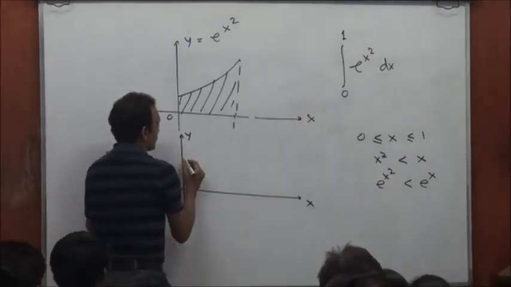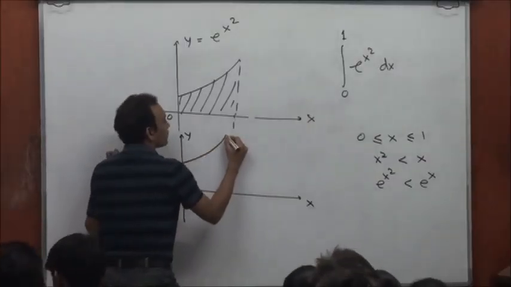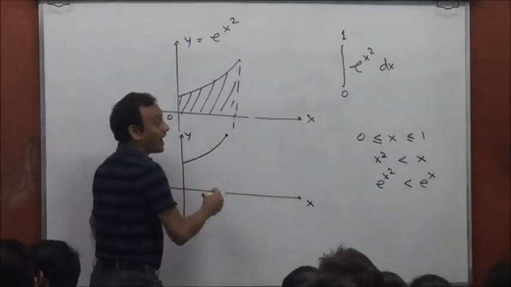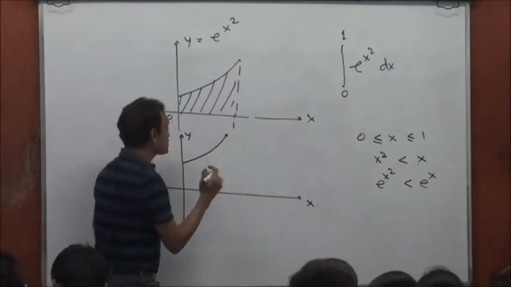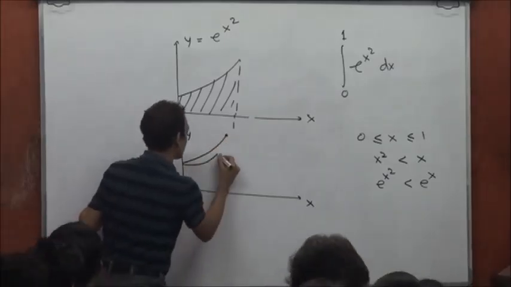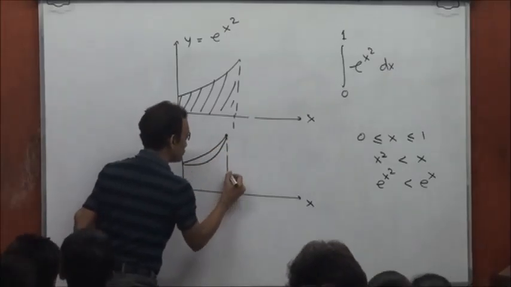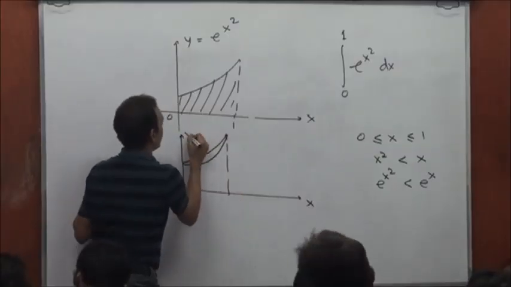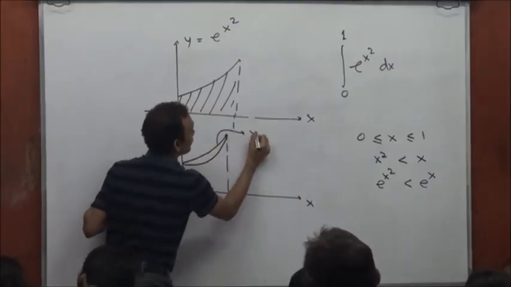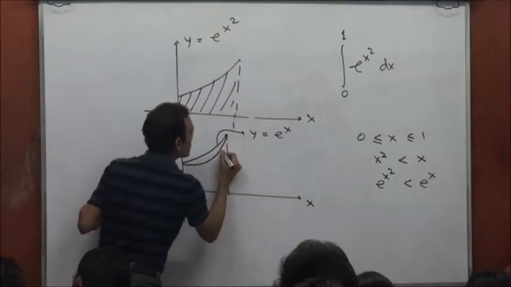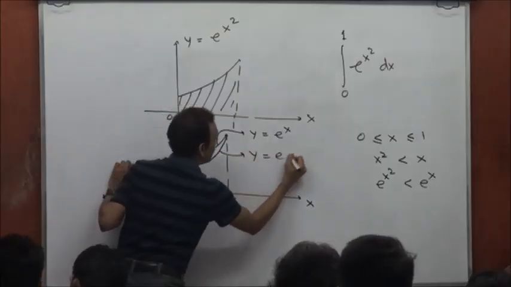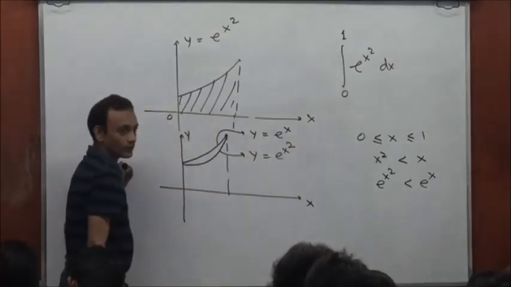Which means the graph of e power x is higher than the graph of e power x squared, although at x equal to 1, they assume the same value. At x equal to 0, also they assume the same value. This is the graph of y is e power x. This is the graph of y is e power x squared. Right?